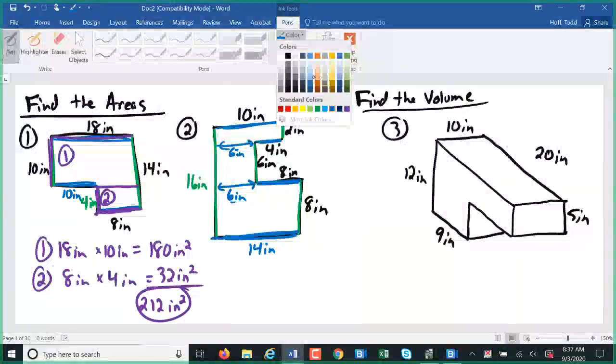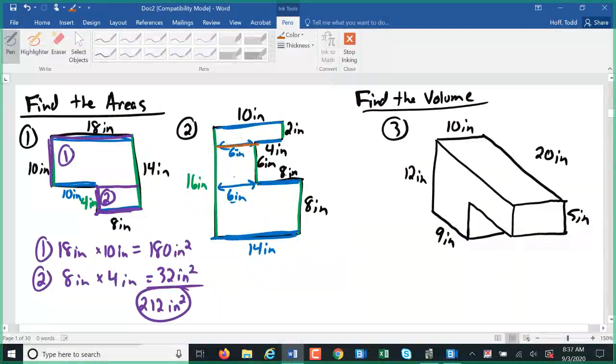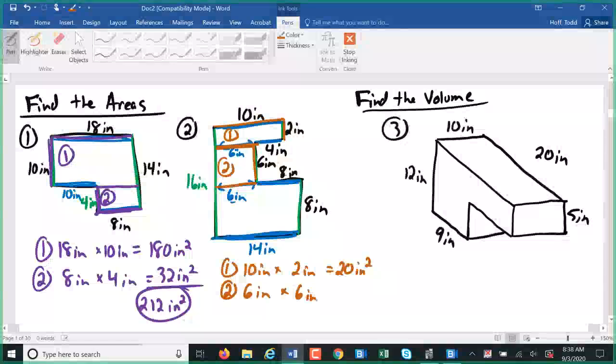Now we'll go ahead and divide this up. I'm just going to cut it across right where I had those little arrows. This top piece here is 10 by 2. 10 inches by 2 inches, making that 20 inches squared. The second piece here is 6 by 6. 6 inches by 6 inches, making it 36 inches squared.